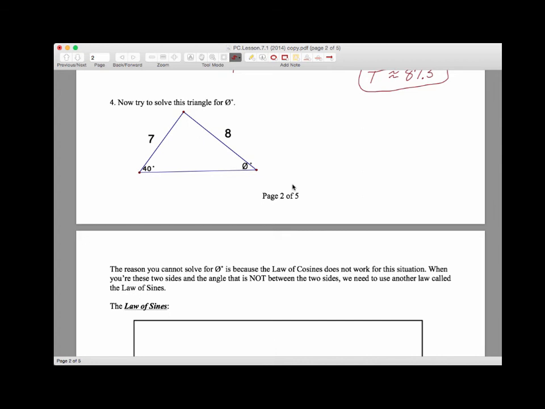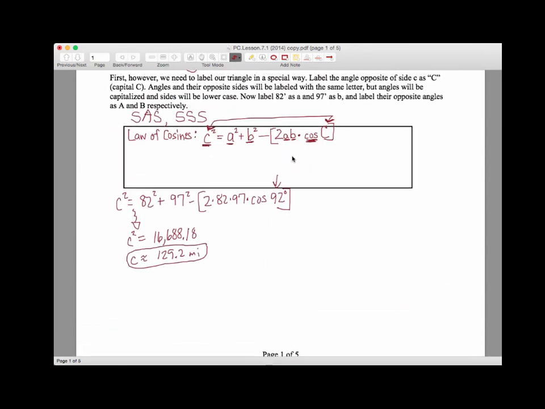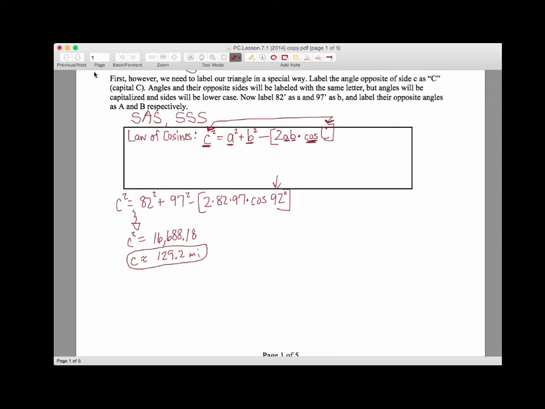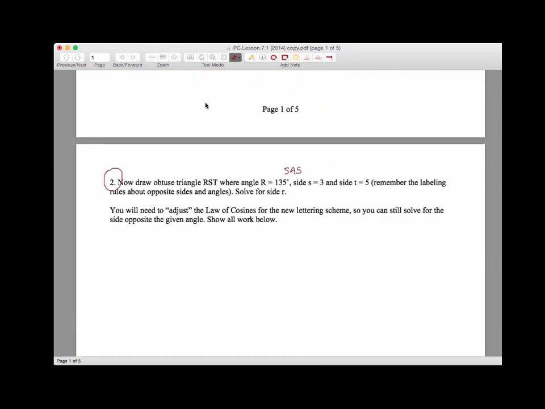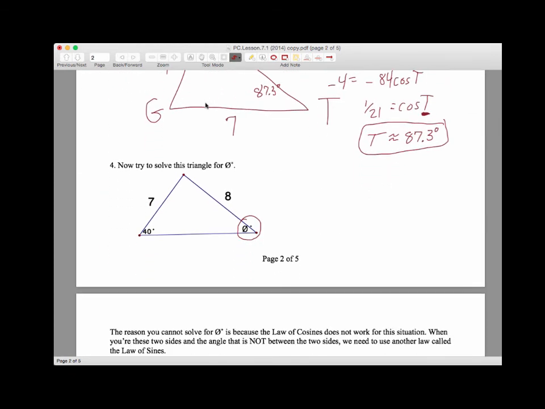Next example. We have a triangle where we're given two sides, 7 and 8. We're trying to find an angle, theta. If you tried to use the law of cosines, you would find that it won't work. We just don't have the right information given to us. We'd have too many variables. Plus, the law of cosines is only good for side angle side and side side side. This is neither one of those.